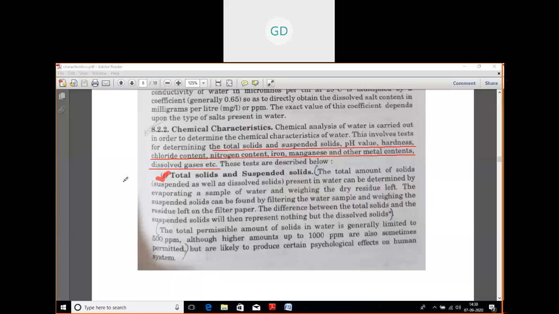In total solids we have two kinds of solids. One is your suspended solids, and the other one is your dissolved solids. Clear? So we will see how we can measure the total solids and your suspended solids. So how to measure total solids, I will tell you. Suppose you are taking a beaker and you weigh that beaker, and the weight is suppose W1.